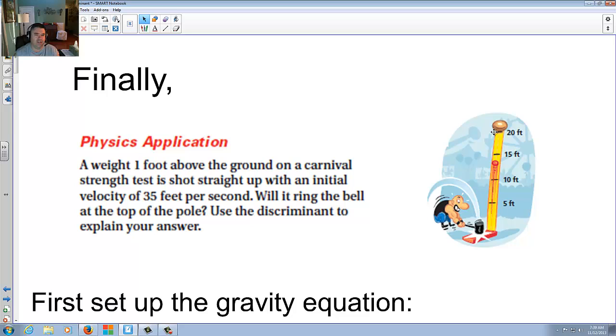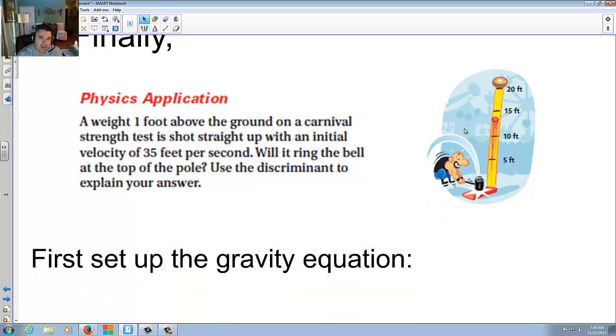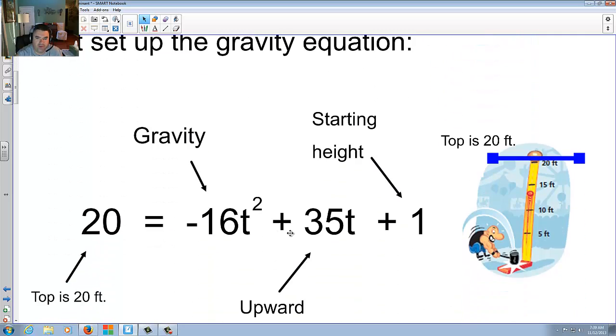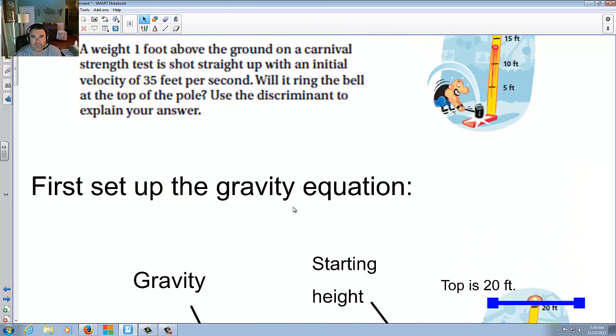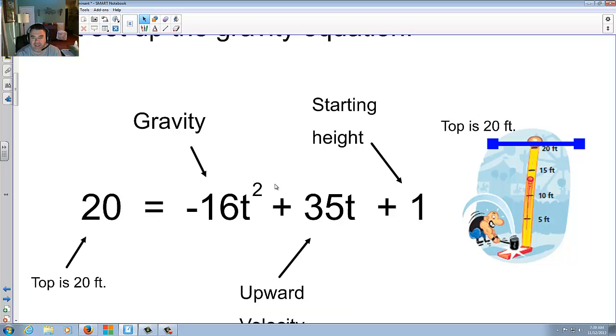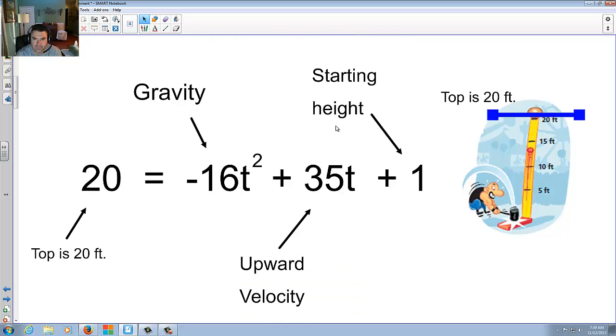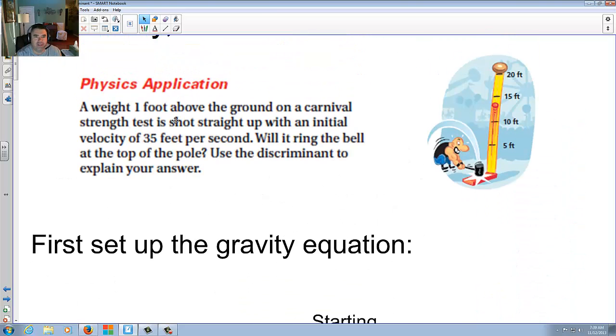You know, all the guys would want to put down $1 and try their strength and see how high they could hit the thing. First set up the gravity equation. Now if you remember gravity, so go ahead and put negative 16t squared, which is gravity. Now the upward thrust, if you remember, was 35 feet per second, so 35t. Starting height is 1 foot, because they say that the weight is 1 foot above the ground.